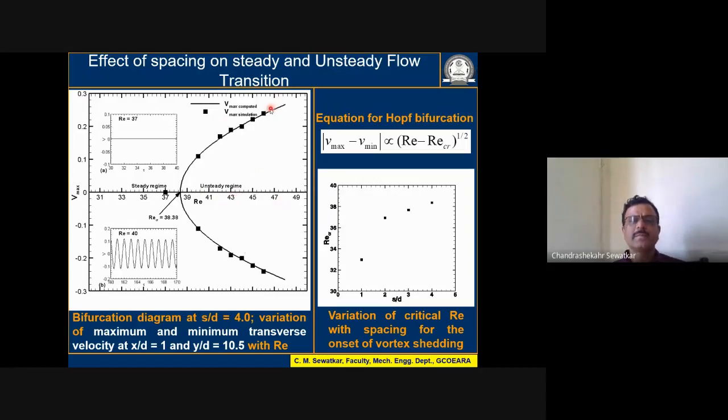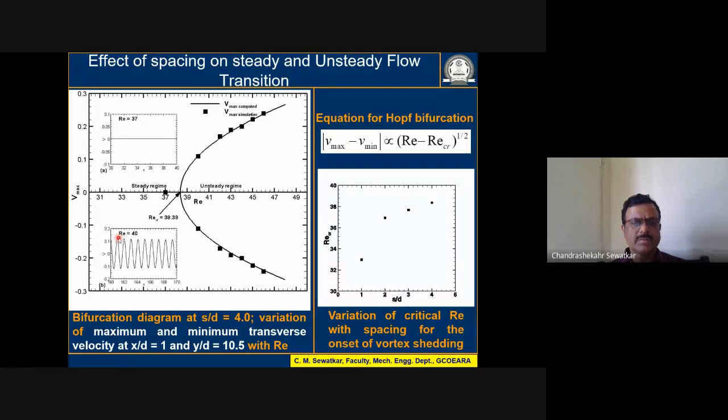And we plotted the symbols, the maximum velocity in the positive y direction and the maximum velocity in the negative y direction. This is the v velocity, that is, velocity in the y direction, plotted here.